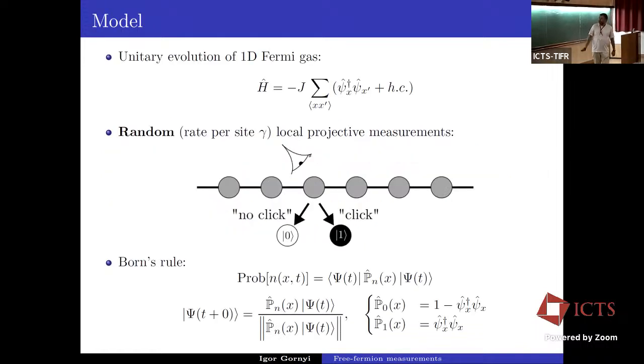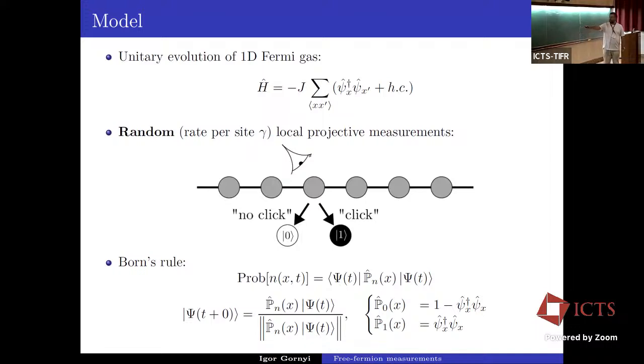Okay, so this is the setup. We have a one-dimensional Fermi gas governed by this hopping Hamiltonian on the lattice. So this is our chain. And from time to time, randomly, with a given rate per site, we measure the occupation of a random site. The result of this measurement, a projective, strong measurement, is a collapse of the wave function such that the bit string corresponding to the many-body wave function has the entry 0 or 1. So no fermion, or 1 fermion on this site.